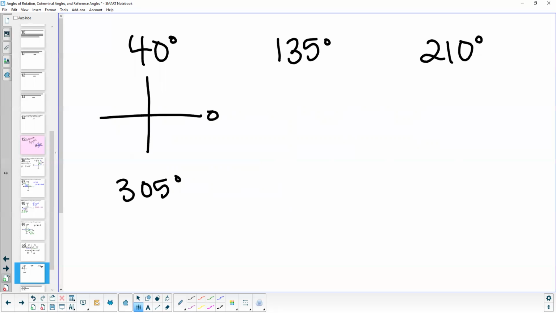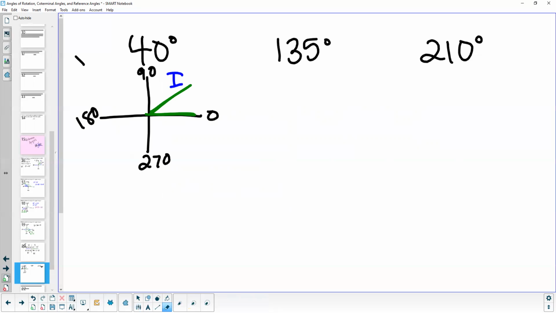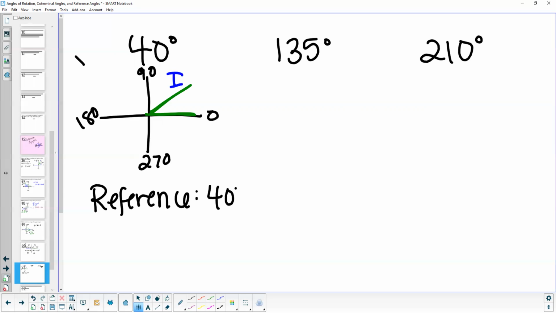If we were to look at all of those and sketch a little picture of it here, 40 would be between 0 and 90, so it would be right here. Because it happens to be located in quadrant 1, we know that our reference angle is then going to be the same as our original angle, or 40 degrees.